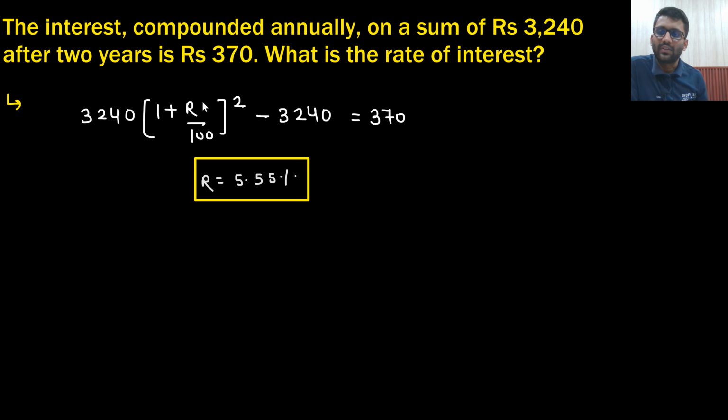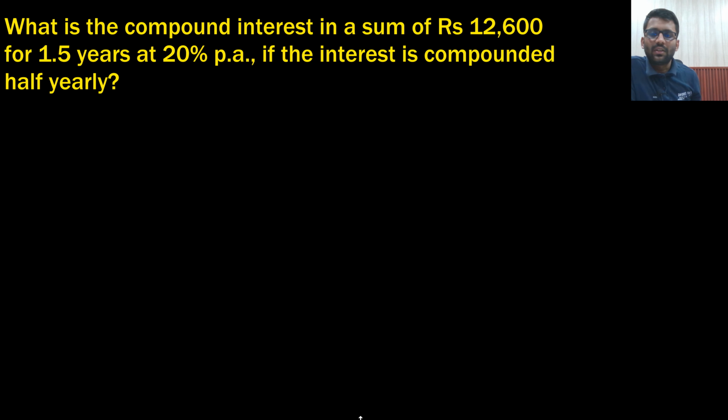Let's check if this was only asked. The interest rate compounded annually on a sum of 3,240 after 2 years is 370. What is the rate of interest? Very easy, very straightforward. So it was a very straightforward question. Let's see the next one.